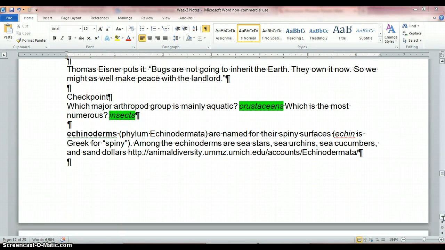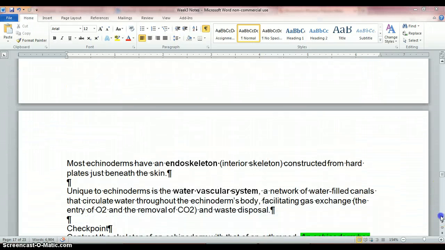Now let's move on to echinoderms. So what's going to be different with echinodermata? Echinoderms are named for their spiny surfaces. Think of a sea urchin. Among echinoderms are sea stars. They've got little spines on them, sort of. Maybe not necessarily spines, but protrusions. Sea urchins, sea cucumbers. Okay, with sea cucumbers I don't really see spines. They're bumpy. They kind of look like cucumbers, but okay. And sand dollars. There's a link so you can see a picture.